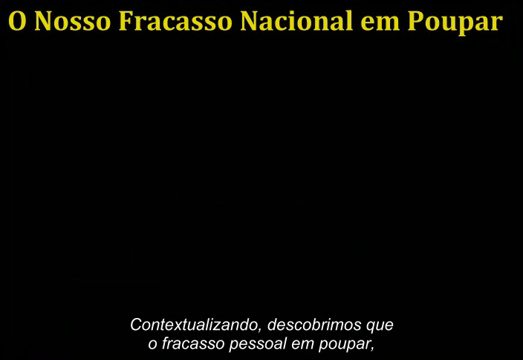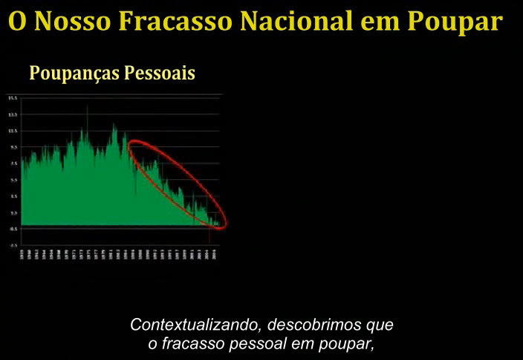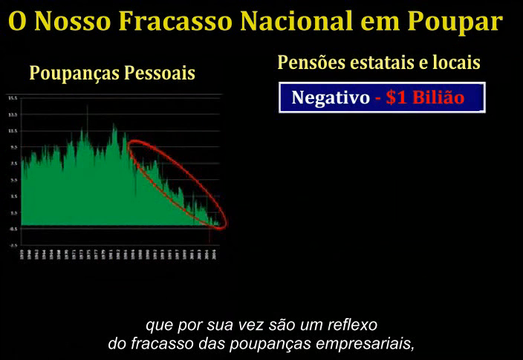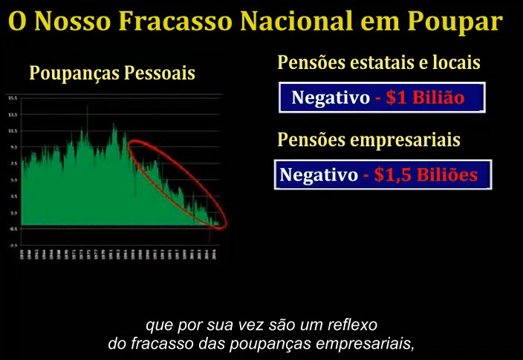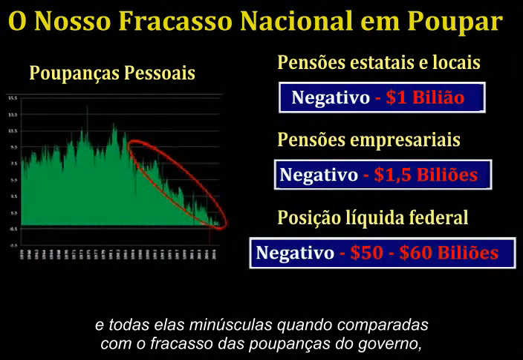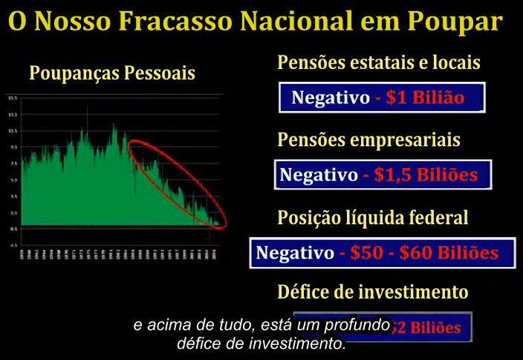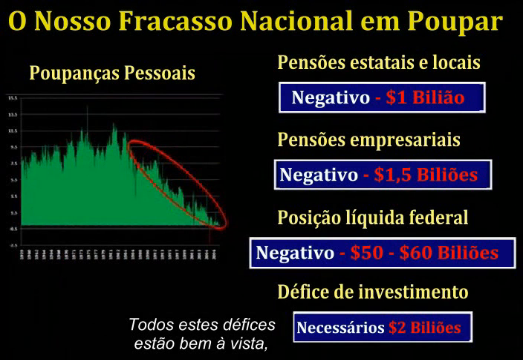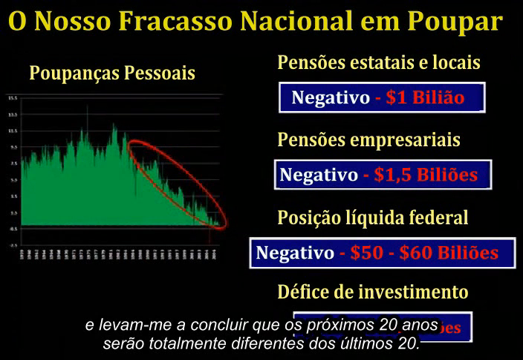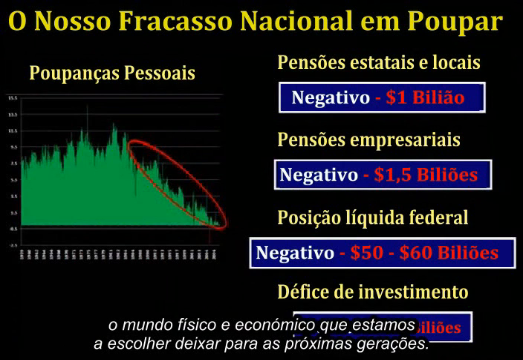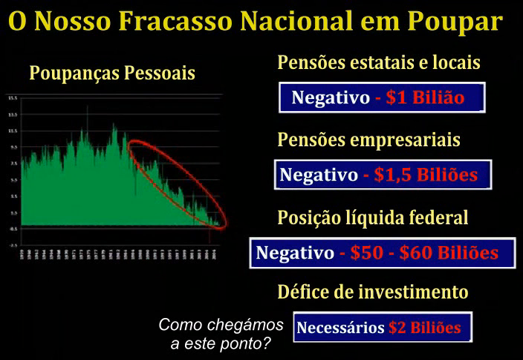Putting it all together, we find that a personal failure to save is reflected by a state and local failure to save, which are themselves mirrored by a corporate failure to save, all dwarfed by a failure to save at the federal government level. And capping it all off is a profound failure to invest. All of these deficits lie before us and lead me to conclude that the next 20 years are going to be completely unlike the last 20 years. This is our legacy, the economic and physical world that we are choosing to leave to those who follow us. How did we get here? How did this happen?